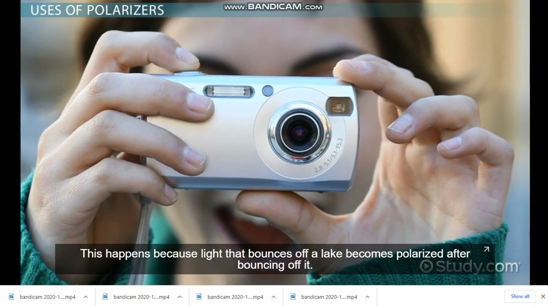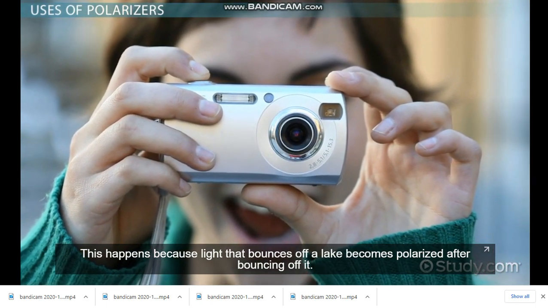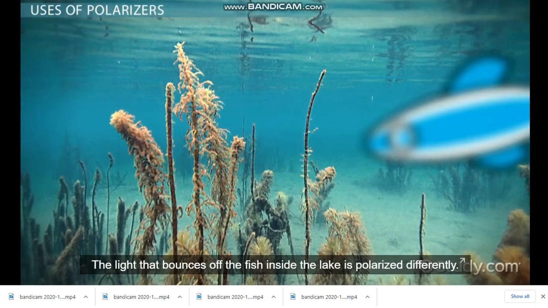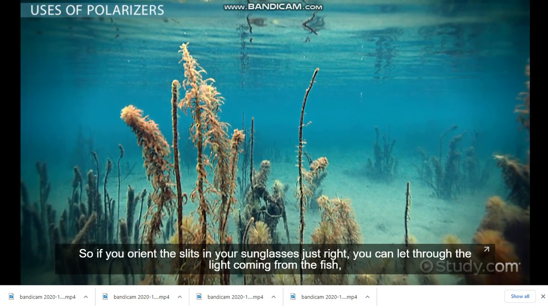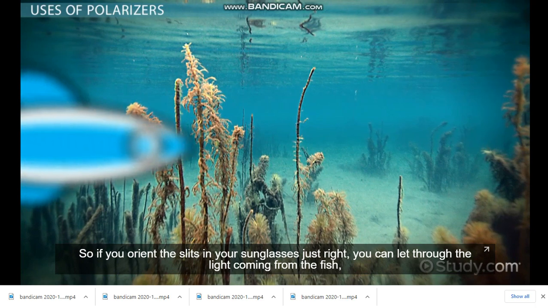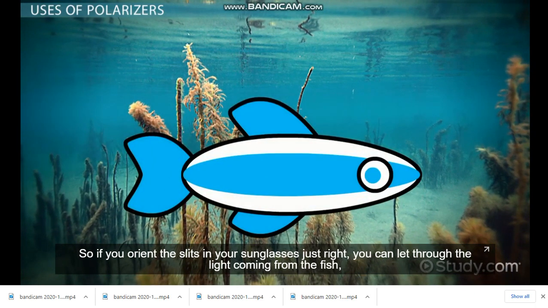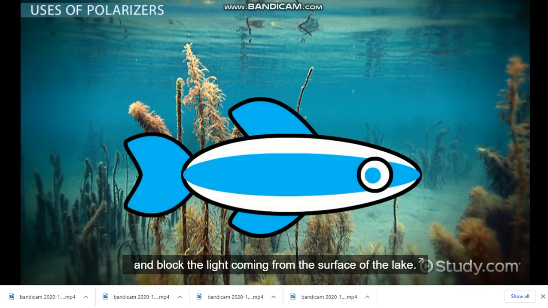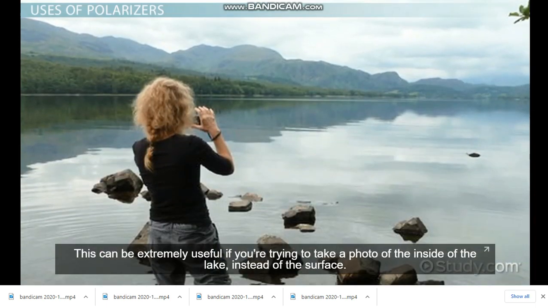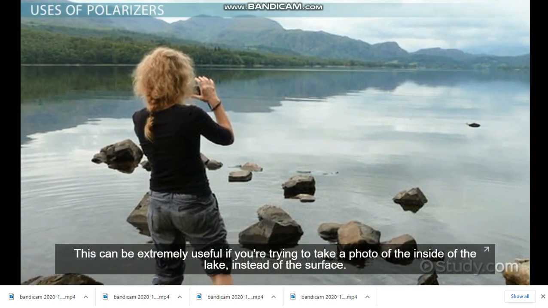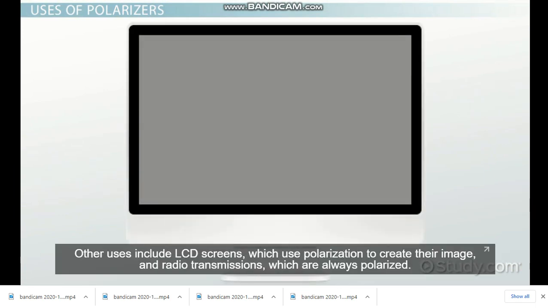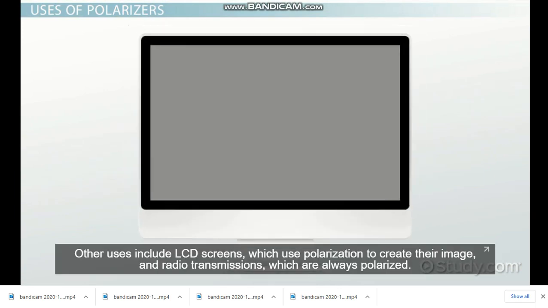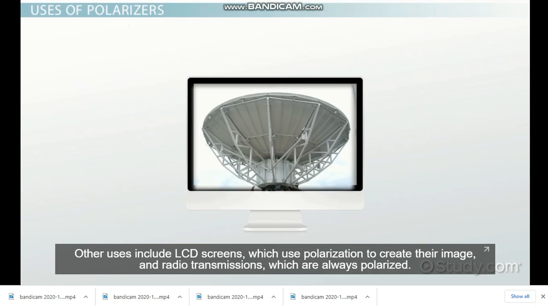This happens because light that bounces off a lake becomes polarized after bouncing off it. The light that bounces off the fish inside the lake is polarized differently. So if you orient the slits in your sunglasses just right, you can let through the light coming from the fish and block the light coming from the surface of the lake. This can be extremely useful if you're trying to take a photo of the inside of the lake instead of the surface. Other uses include LCD screens, which use polarization to create their image, and radio transmissions, which are always polarized.